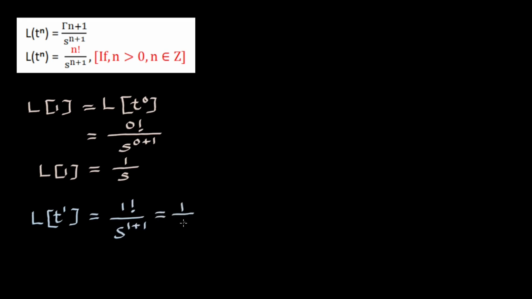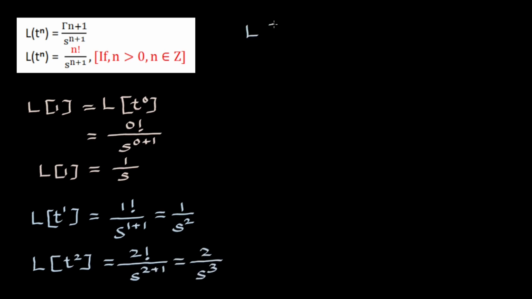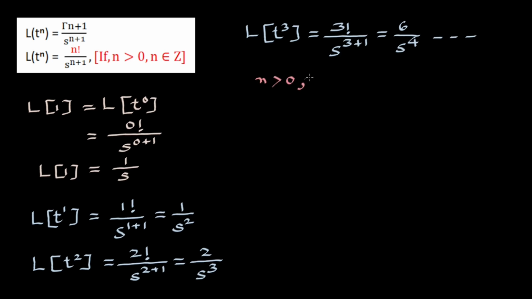1 upon s square. Laplace transform of t square: 2 factorial upon s raised to 2 plus 1, 2 upon s cube. Laplace transform of t cube: 3 factorial upon s raised to 3 plus 1, 6 upon s raised to 4, and so on and so forth. In all these cases, n is a positive integer.